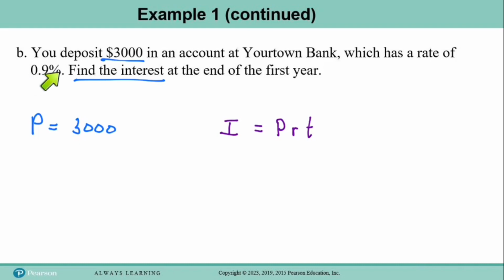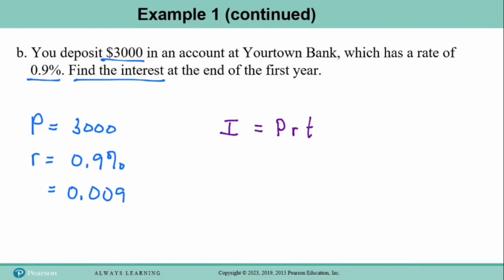The 0.9% is the rate, and so R equals 0.9%, but we have to remove the percent symbol, so move the decimal 2 places to the left. There would then be 2 zeros after the decimal but before the 9. So R equals 0.009. Always check that your decimal is 2 places to the left of where it started.